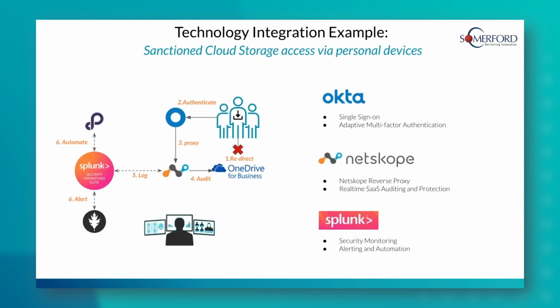And what Splunk on Call or VictorOps then is going to do is ensure that, based on our security monitoring and whatever alerting we've configured in the Splunk Security Operations Suite, the right person is contacted and told about this type of activity. So in this instance, we're going to inform them that, okay, a user has attempted to access OneDrive for Business. They attempted to access it directly on their personal device. We've redirected them through Okta, and now they're being monitored via Netskope. What do you want to do?